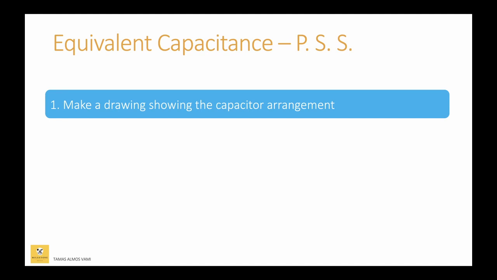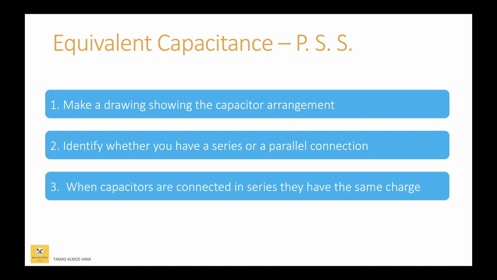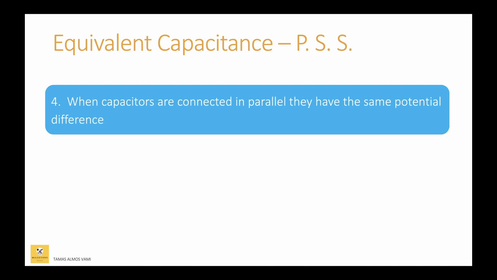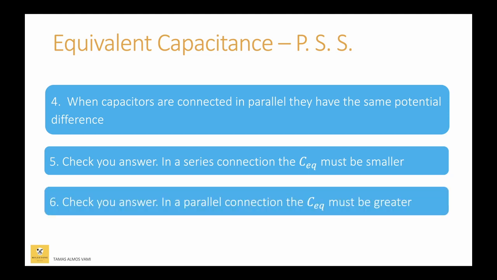Okay, so again, a little bit of problem solving skills. Let's again start with the drawing, showing the capacitor arrangement, and then we have to identify whether we have a series or a parallel connection. When we have the capacitors connected in a series, they will have the same charge, and if they are connected in a parallel, they will have the same potential difference. In the end, you should check the answer. If you have a series connection, then the equivalent capacitance must always be smaller than the original values, and if you have a parallel one, then it must be a greater number.